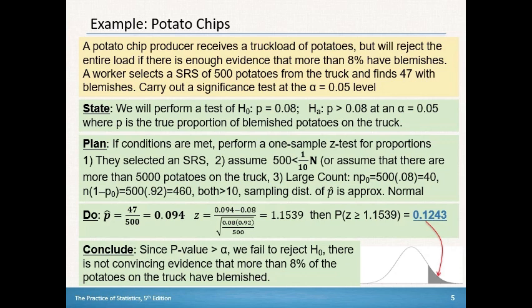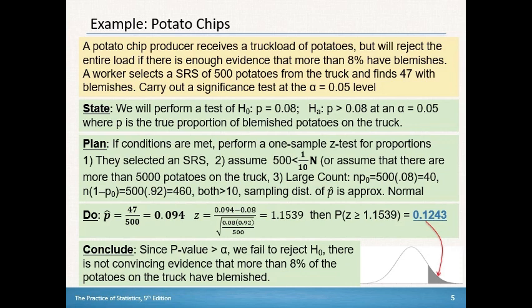And then we would say that there's not convincing evidence that more than 8% of the potatoes on the truck have blemishes. Now, our p hat is higher than 8%, but we would expect that sometimes, right? We would expect our samples to vary above and below 8%. Even when the blemish rate is actually 8%, we expect our sample statistic p hat will vary slightly above and below 8% when the true blemish rate is 8%.